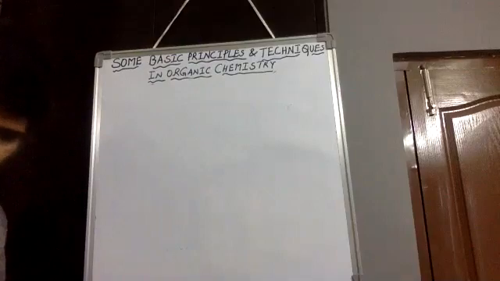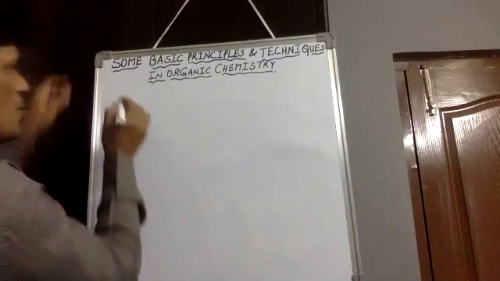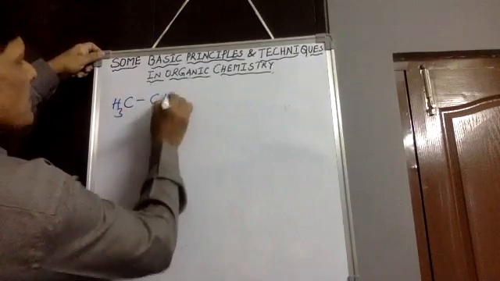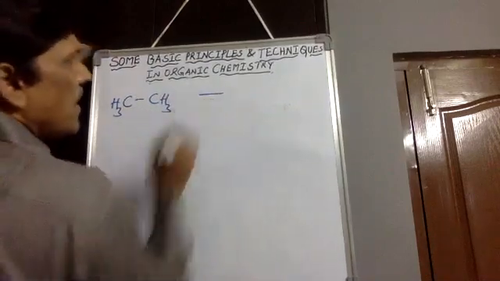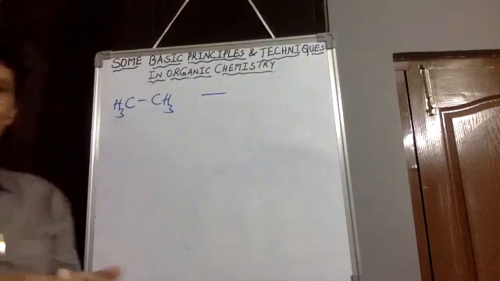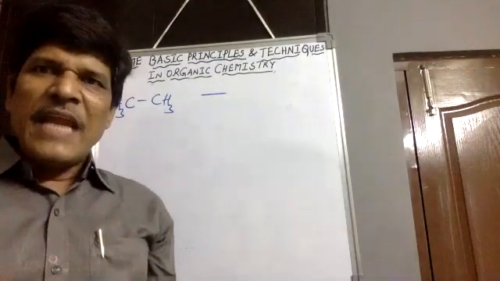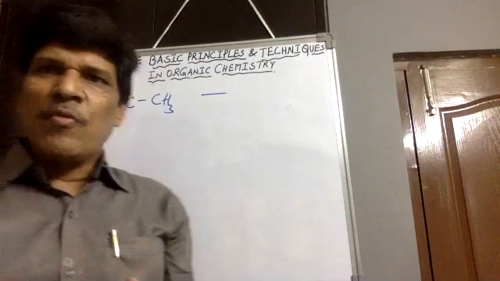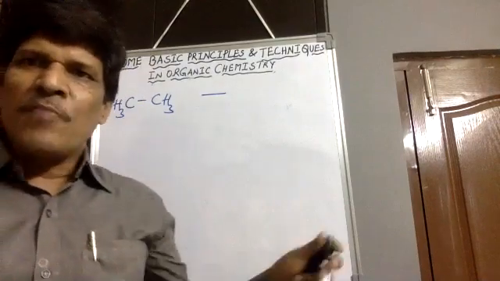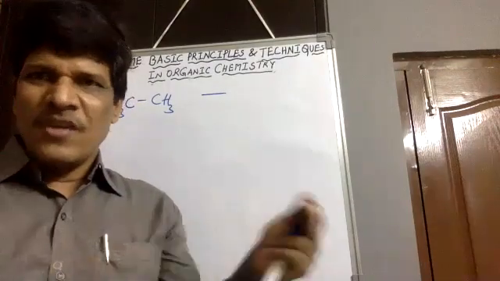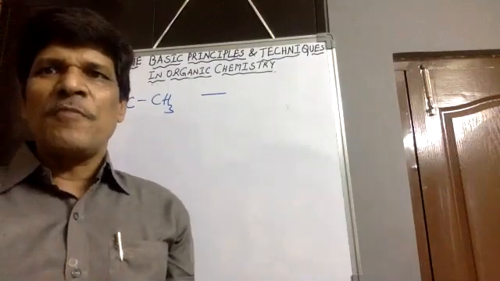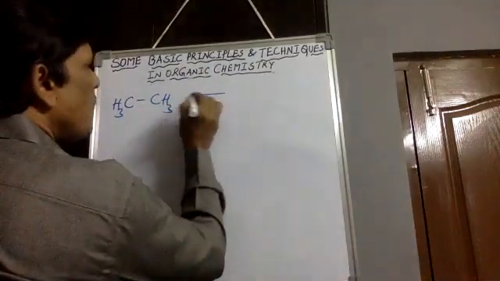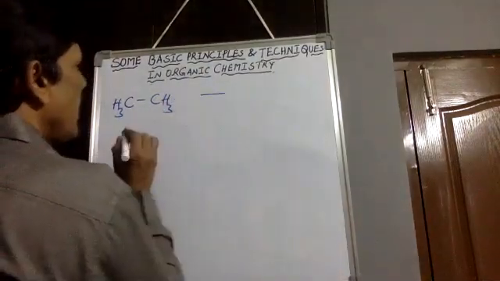Then, bond line formula. Suppose you take ethane; we can write every carbon with hydrogens. Wherever an end carbon exists, or any corners are there, carbon exists. If a double bond is there, turning is required. A triple bond does not require any turning because carbon in a triple bond shows linear shape. Therefore, this is the bond line formula of ethane.